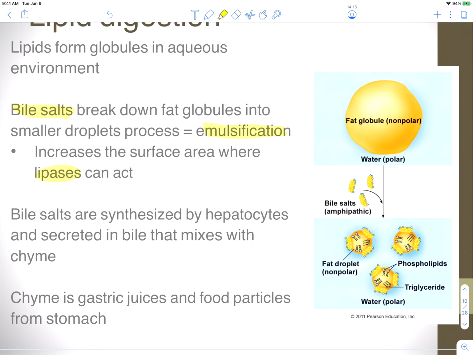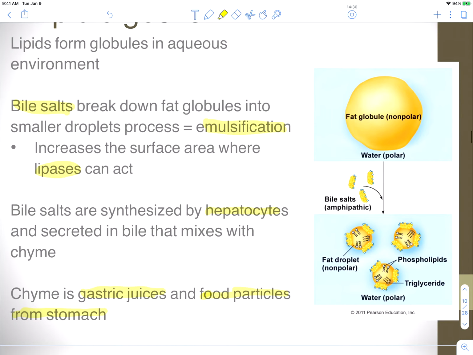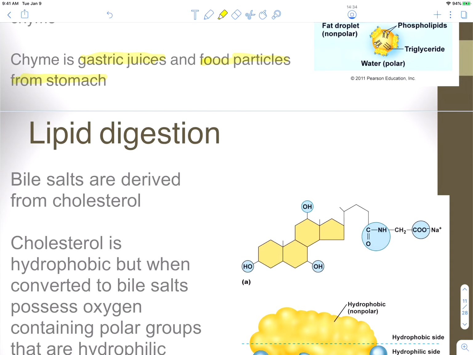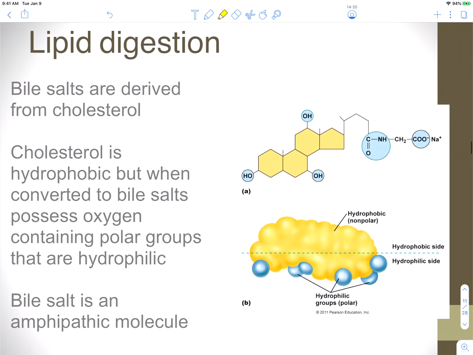Bile salts are going to be synthesized by your liver. They get secreted in the bile, and then this mixes with chyme. Chyme is gastric juices, food particles from the stomach, and of course your pancreas will also neutralize the gastric juices, so that the pH of your small intestine is such that the enzymes in that area can work.